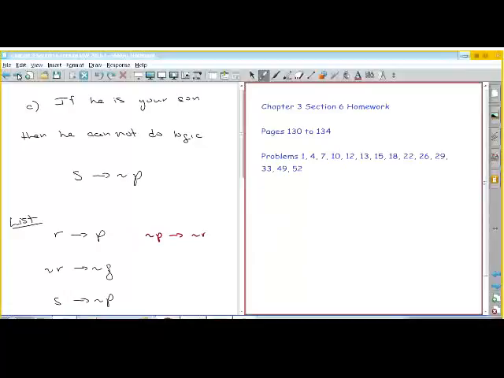And that's your homework assignment for the last section. There are two Lewis Carroll problems, 49 and 52. Problems 29 and 33 are arguments with more than two premises. And the rest are just using truth tables to find out whether arguments are valid or invalid.